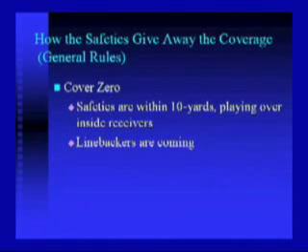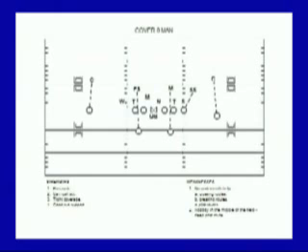Now we'll look at cover 0. In cover 0, there's no safety in the middle of the field. That's because the safeties are going to be within 10 yards of the line of scrimmage. That's because they either are coming on a blitz or they have to pick up the backs or the number 2 receiver or 3 receiver out of the backfield. Also know that in cover 0, they can bring up to 8 rushers.